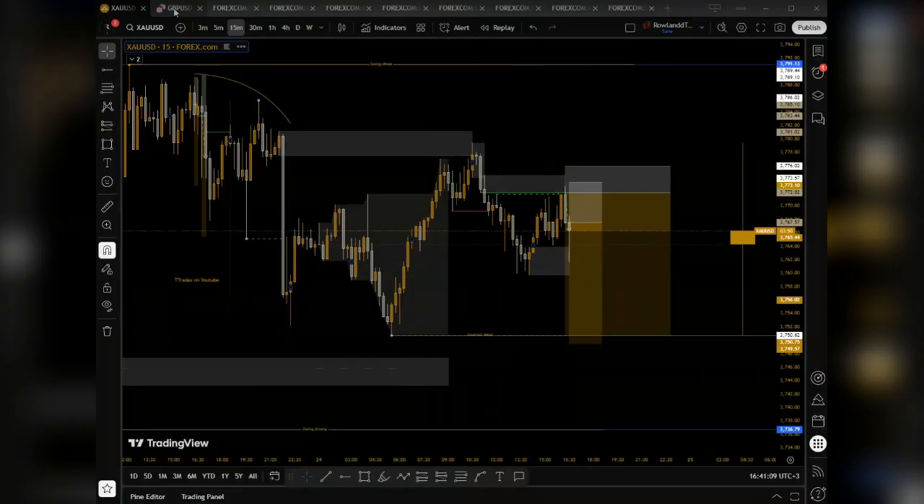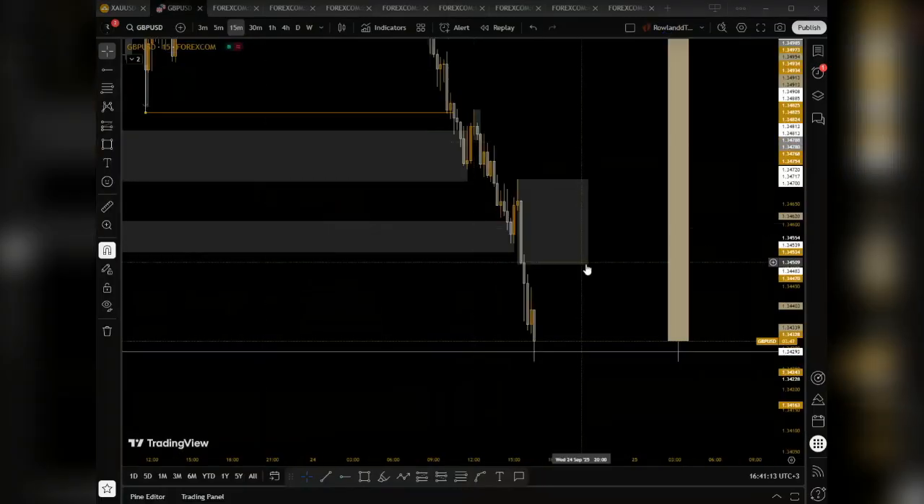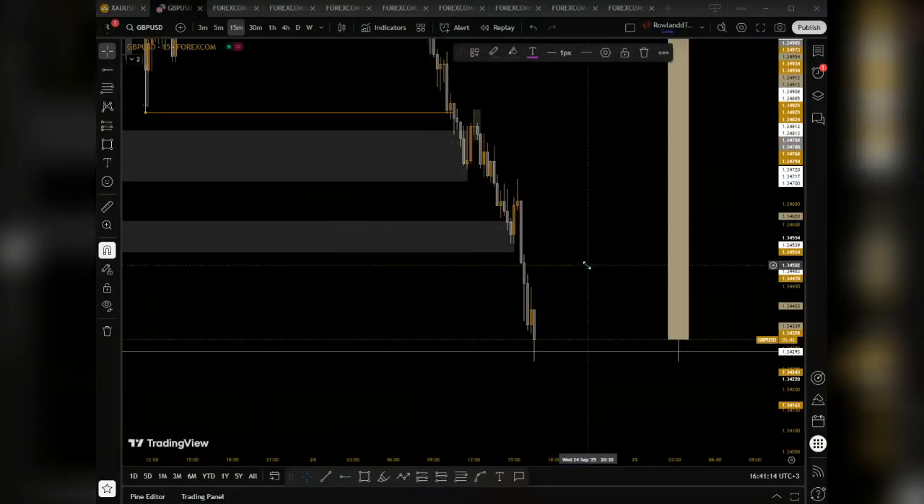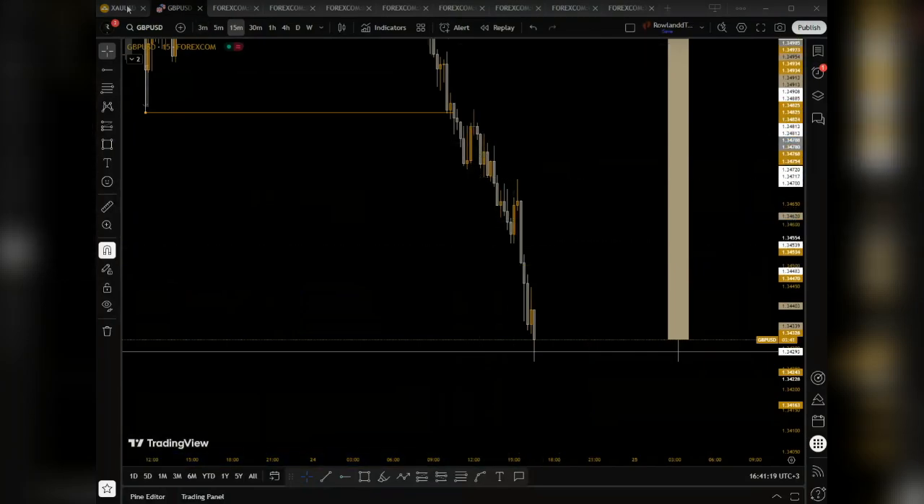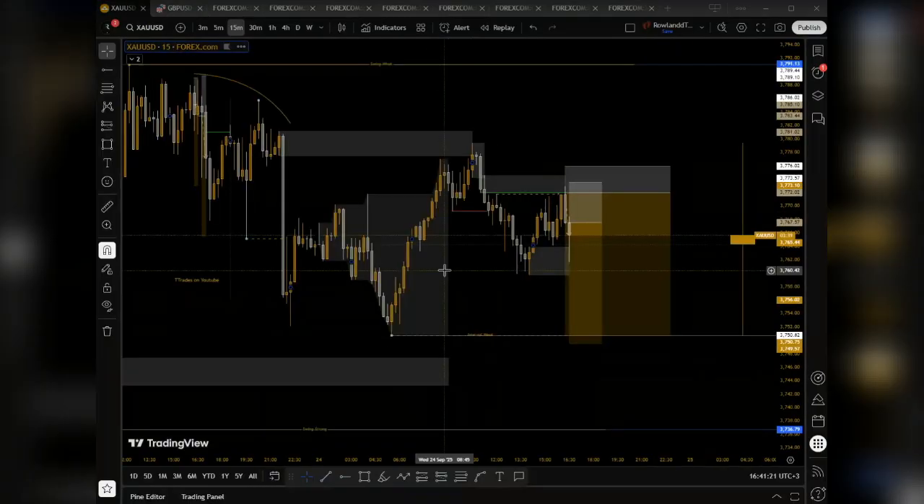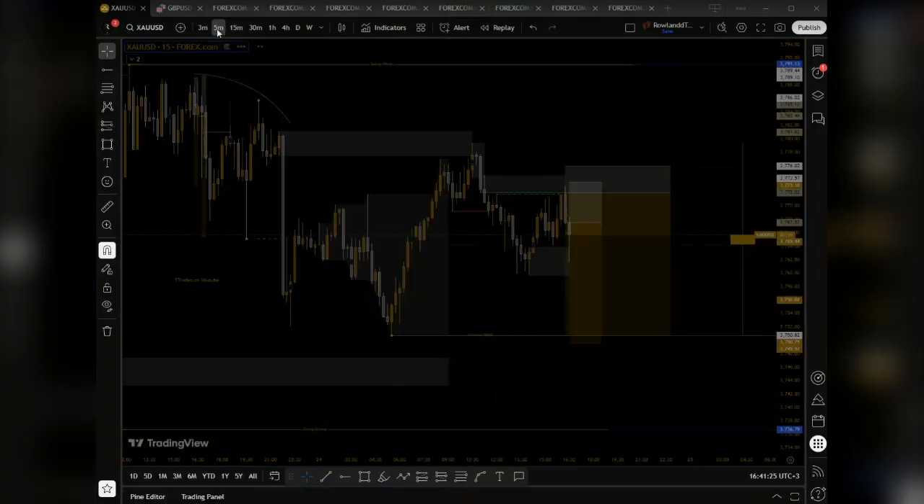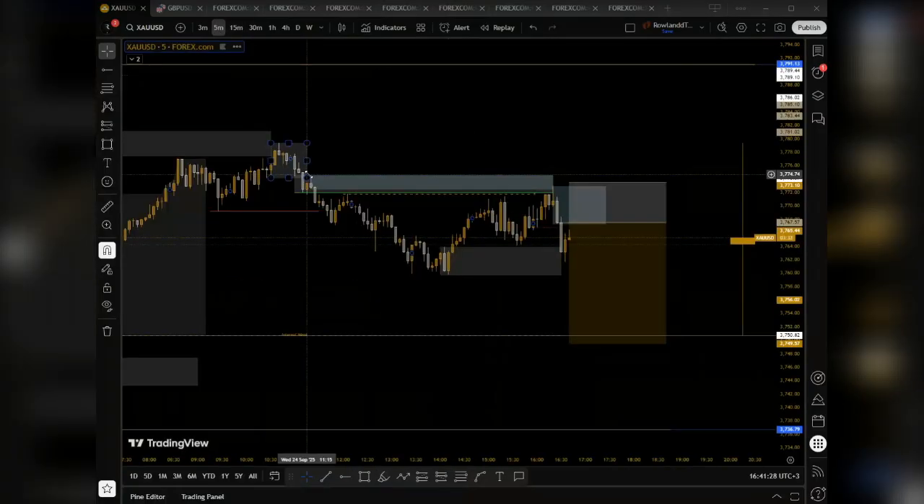Let's see. What about GU? GU swept the low, so this point of interest is kind of useless to me at this point. So yeah, I think we'll just have to wait and watch how gold plays out. The rest is up to you, and I think we've had a great session today.